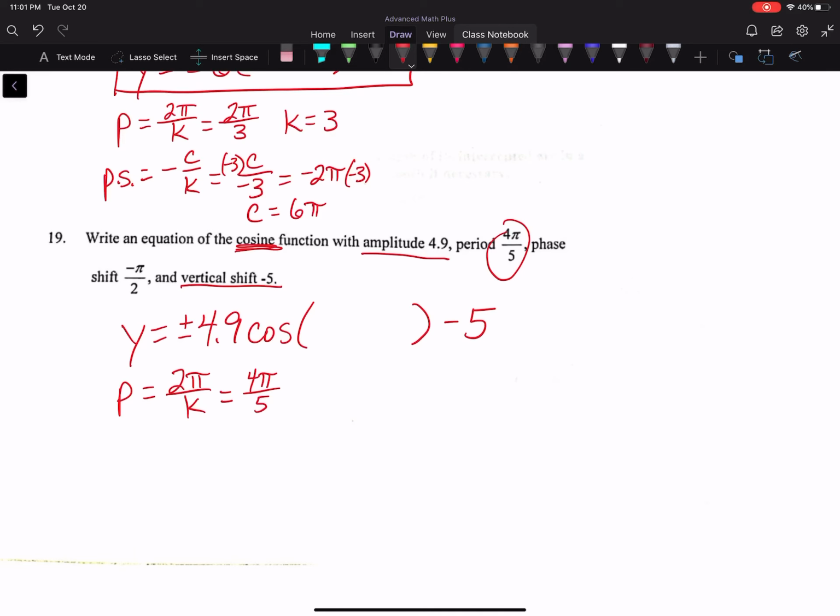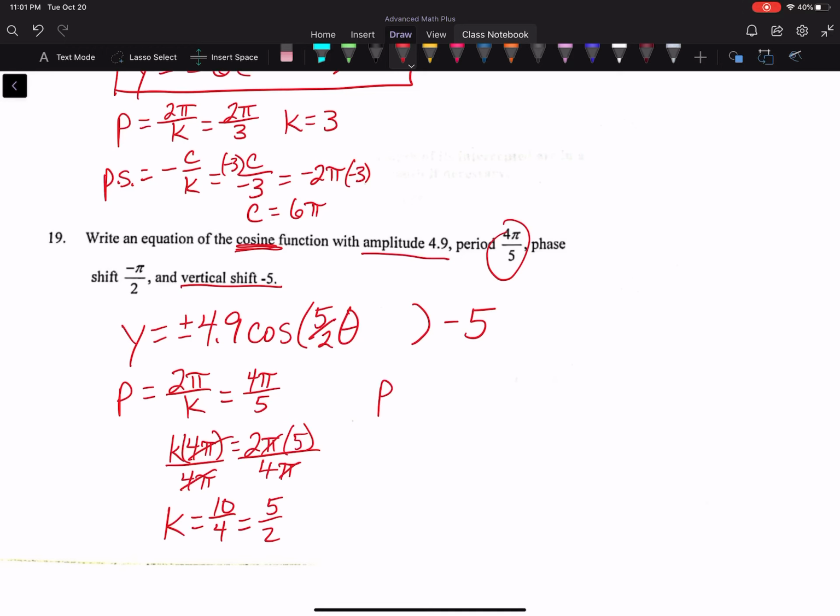So I'm going to cross multiply this one. So k times 4 pi equals 2 pi times 5. If I divide by 4 pi on both sides, the 4 pi's cancel here. That will be k is, the pi's cancel, 10 over 4, and k will reduce to 5 over 2. So 5 over 2 times theta.